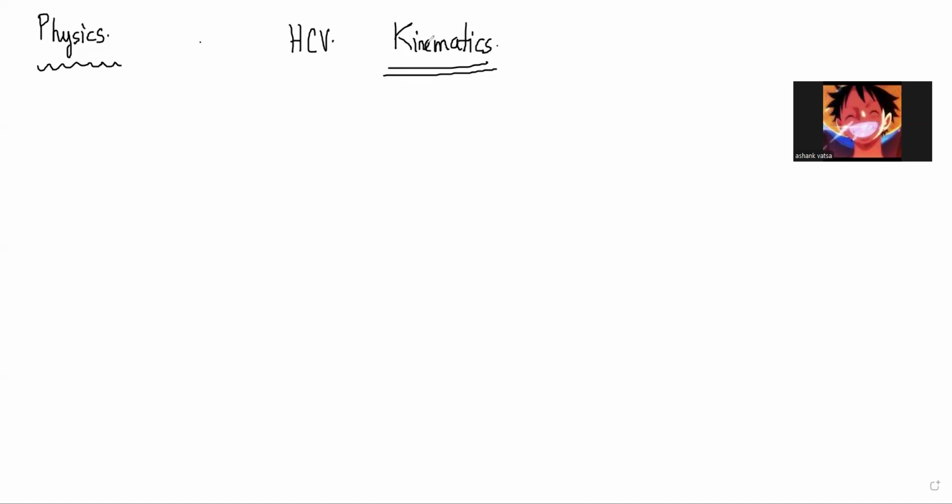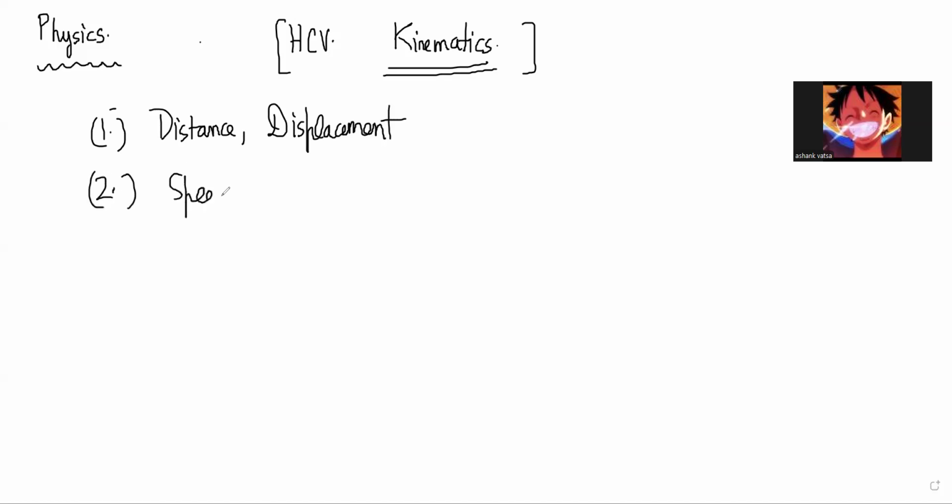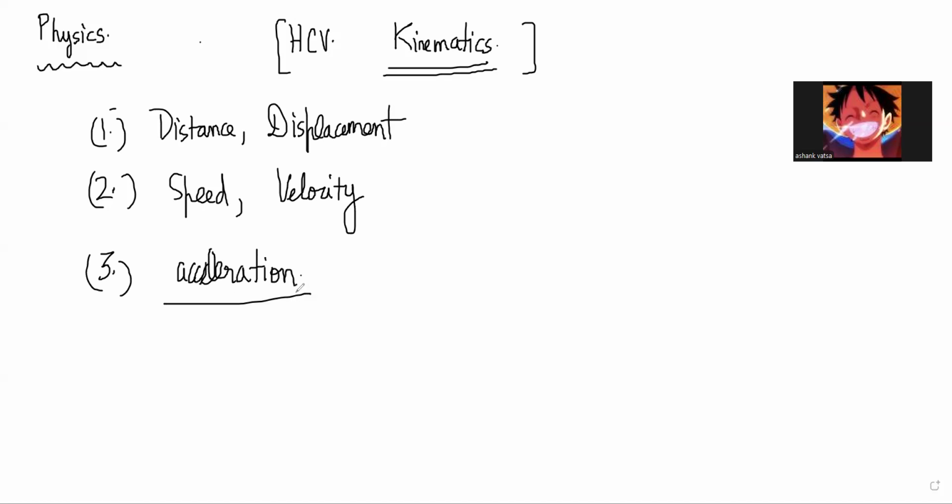So basically, in kinematics, you have to learn about the basic terms that you need to be aware of. For example, some definitions like distance, displacement, then there will be speed and velocity, and finally, there will be acceleration. Do you understand the meaning of these terms?